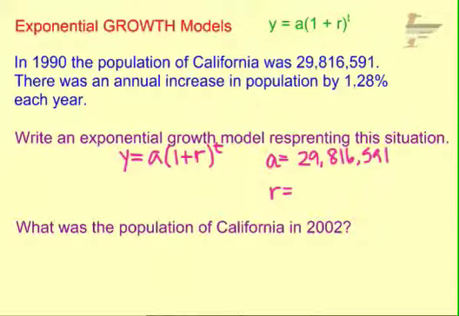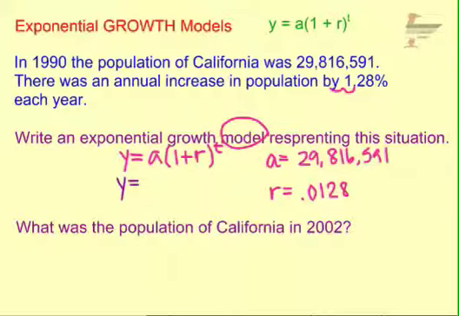Now what I'm going to do to get this into a decimal is just move it over once, twice. So we have 0.0128. And then the t, because we're writing a model, we're actually going to have this as an equation where the t will stay as it is. So we're ready to write our, well, we'll see if it's our final answer.